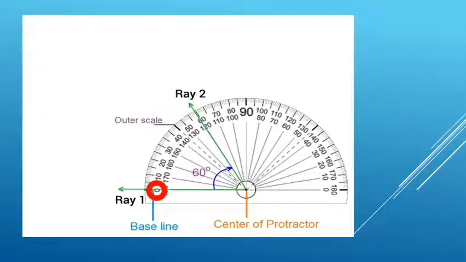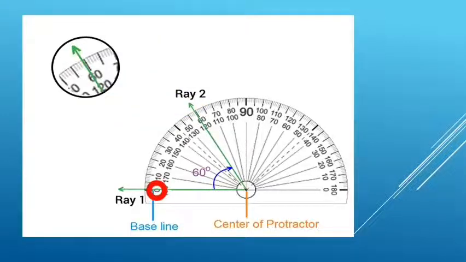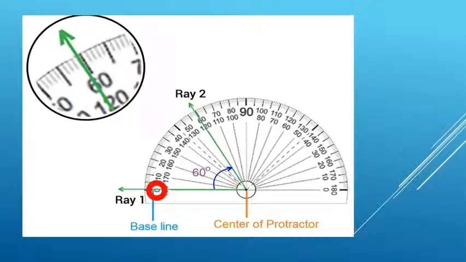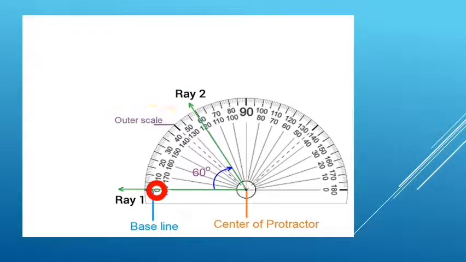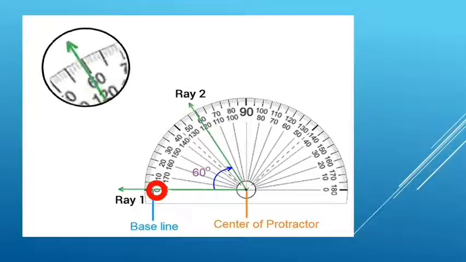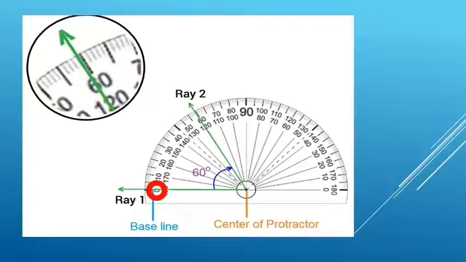That means we have to follow the outer scale, because our counting always starts from 0. We will never go backward. We will not start counting from 180 and then 170 and then 160. We always start counting from 0. So here, if we start from 0, then 0, 10, 20, 30, 40, 50 and 60. So finally our ray 2 meets with 60 degree. So hence the measurement of this angle will be 60 degree.